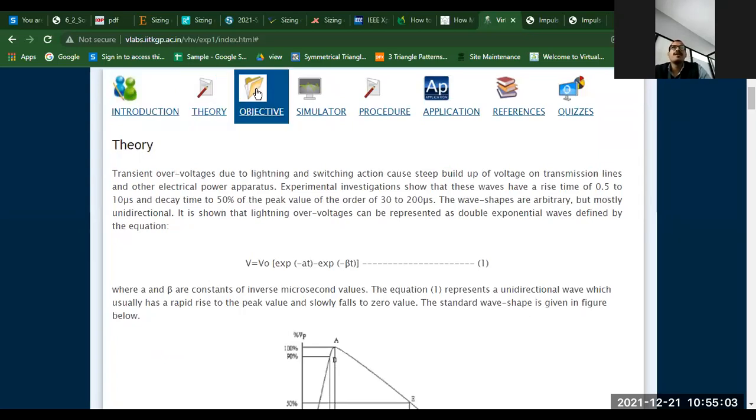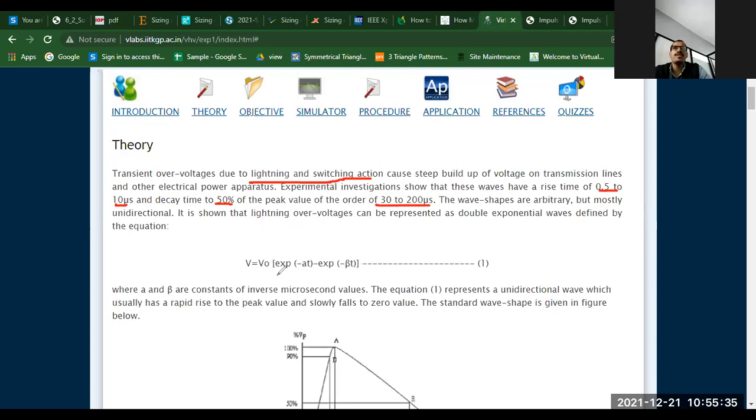Already we had covered this part. Transient overvoltages due to lightning as well as switching action cause a sudden steep rise in voltage, so that may affect transmission lines or other electrical power apparatus. Whenever we are doing experimental investigation, the front time is around 0.5 to 10 microseconds, and the decay time to 50% is around 30 to 100 microseconds.